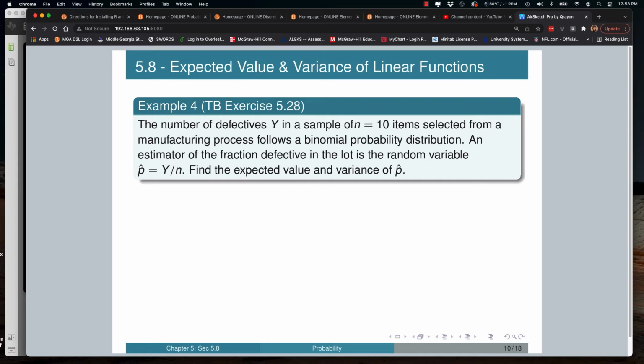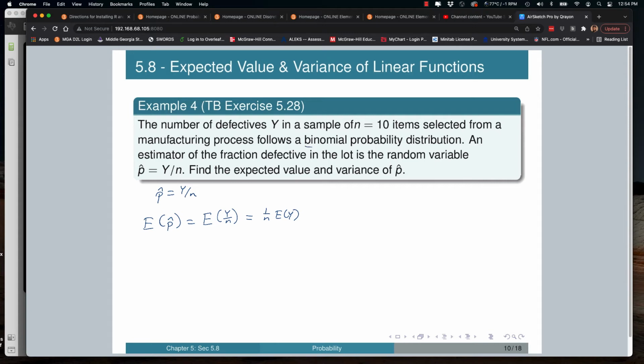Again, I'm going to do this a little differently than the way the book did, because I just think it makes more sense logically. But we know that p hat equals y over n, right? So the expected value of p hat is really just equal to the expected value of y over n. But 1 over n is a constant, and y is our random variable in this case. So it's really just 1 over n times the expected value of y. Well, what do we know about the expected value of y from the problem?